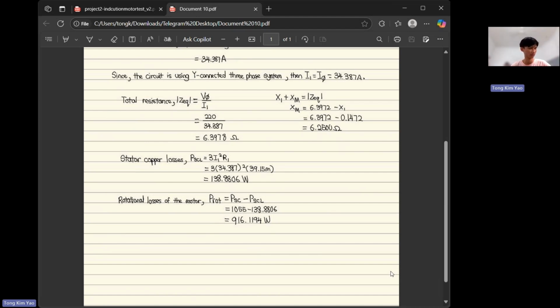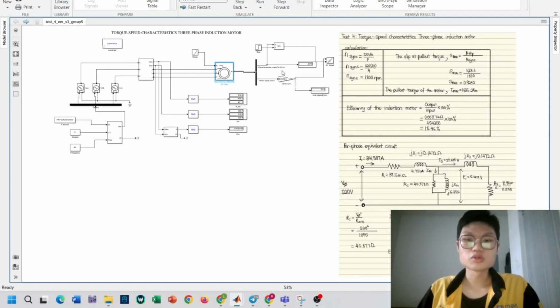Thank you. A very good day to everyone. My name is Linda. My matrix number is AE230060. Today I am going to present our Electrical Machine assignment for test 4. It's about studying the torque-speed characteristic of a three-phase induction motor.